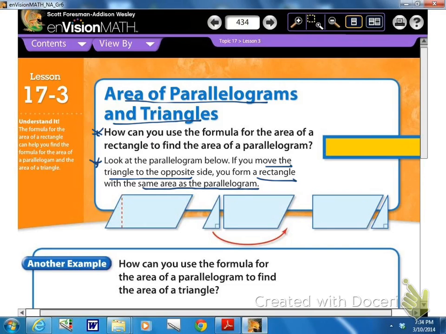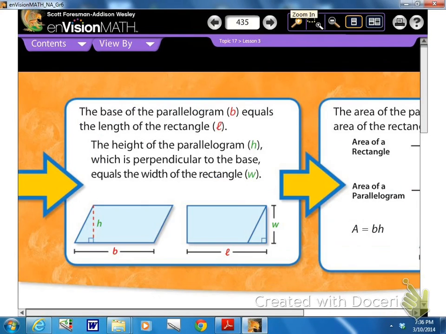So a parallelogram looks like a rectangle that's just been kicked over to its side a little bit. And what they're saying is if I take one of these triangles off the side, like this piece right here, and I move it over here, like they're showing, what you have is a rectangle. So it will have exactly the same area if I moved it and made a rectangle or kept it a parallelogram. Let's look at the next page.